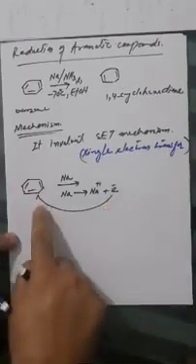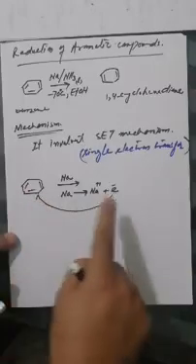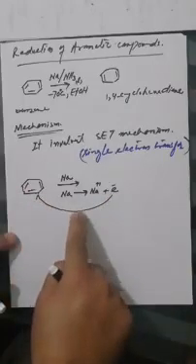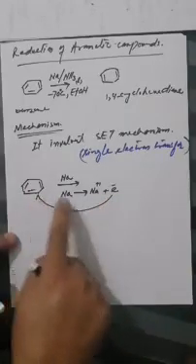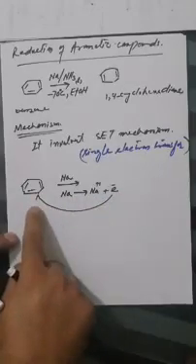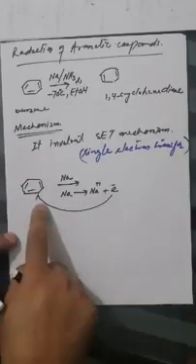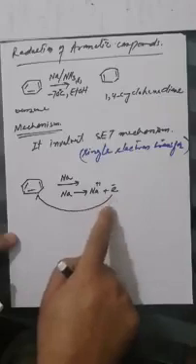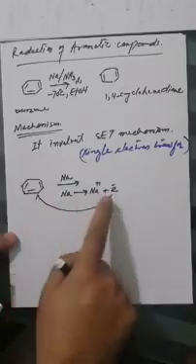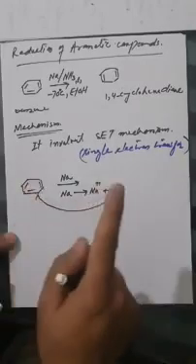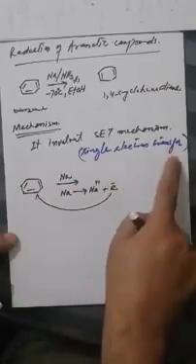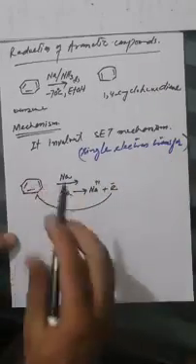So when one electron attacks here, you should notice what kind of arrow I have drawn here. I have drawn a hook-like arrow. A hook-like arrow represents the transfer of only one electron. So single electron transfer occurs.